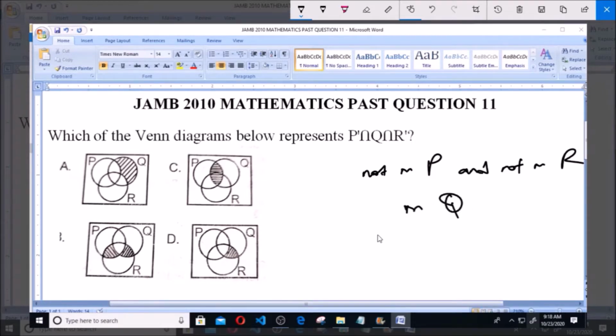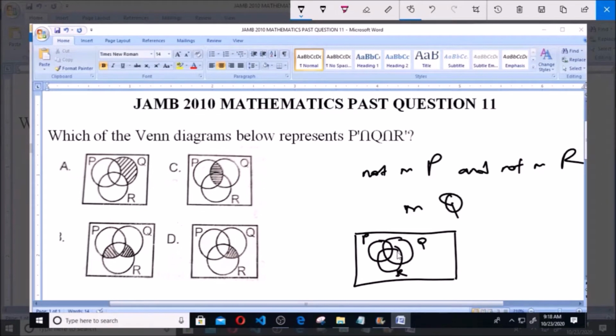Now looking at this, representing this in a Venn diagram, we'll have something like this. Now let's assume this is P, this is Q, and this is R. So we have P, Q, R. Now the question says P prime, that is that which is not in P. Now this is the entire P, so therefore nothing must be in this P. That is, this P entirely must not be shaded, and also not in R. This is R here, meaning that the entire R must not be shaded, but in Q simply means that part of Q is part of it.